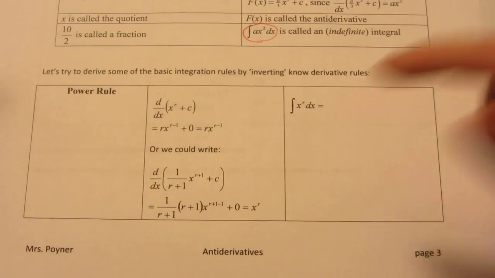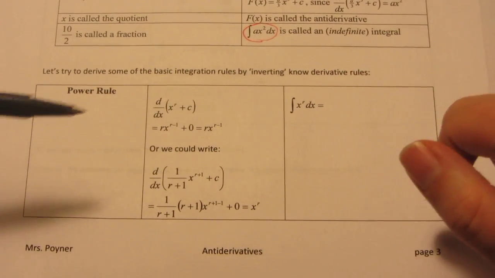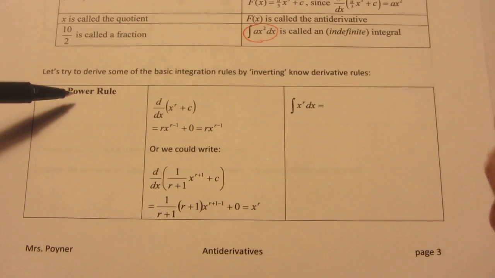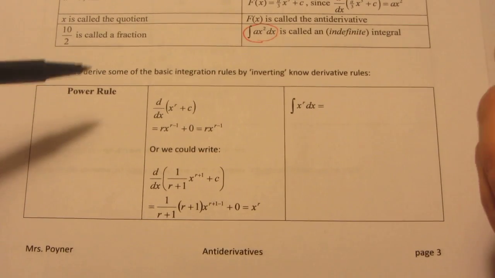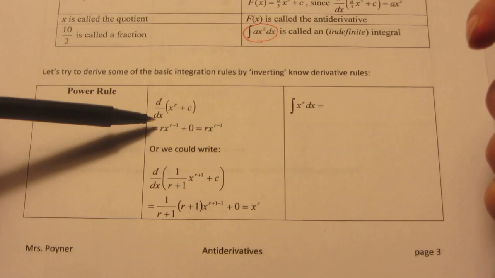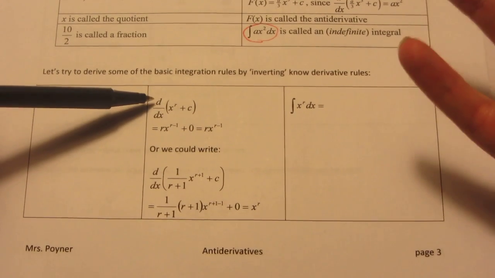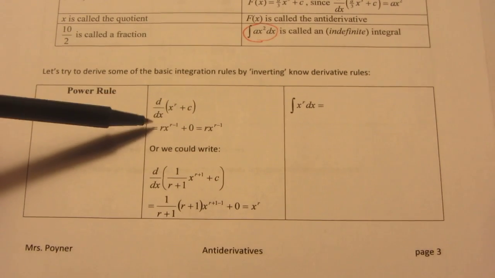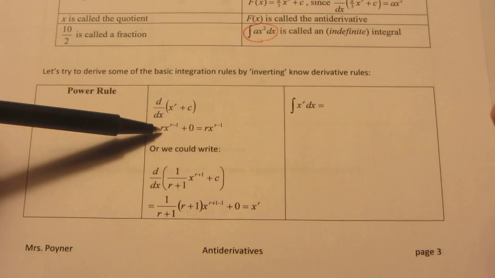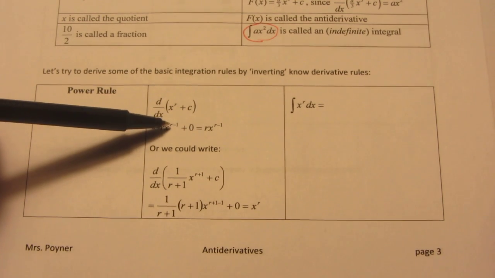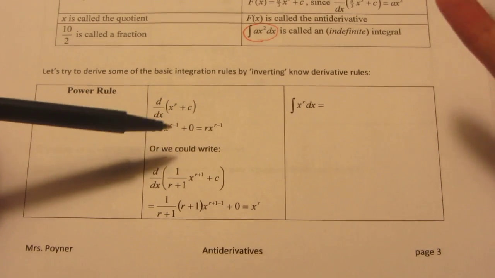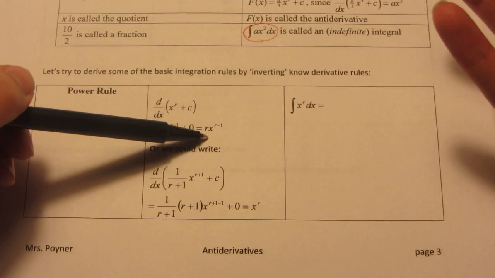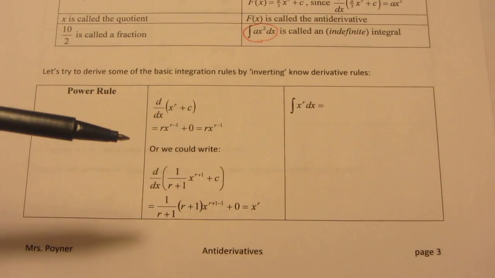If I wanted the antiderivative of that, I would have to reverse the process of the power rule. So I wrote down our power rule the way that we remember it. We had taken the derivative of x to the r power plus c, and then I end up taking r times x to the r minus 1. We subtract 1 from the exponent, plus 0 is the constant. So we ended up with r times x to the r minus 1.